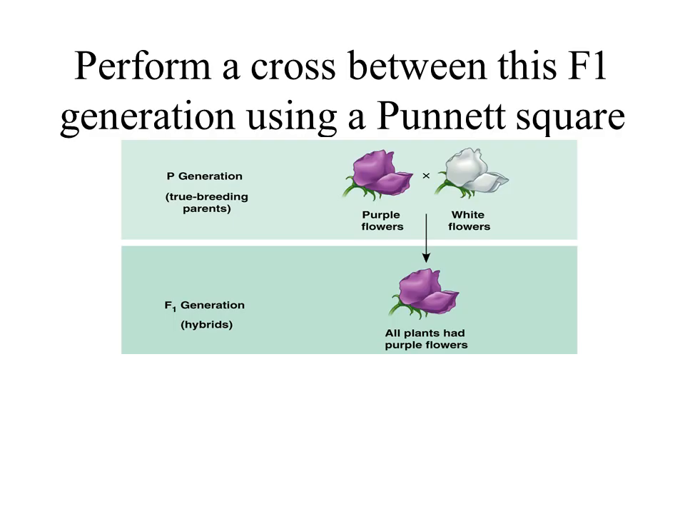Perform a cross between this F1 generation. The F1 generation in question is in the image. It is purple. So you have to figure out what the genotype is. I gave you the phenotype. If you're not done, please push pause.